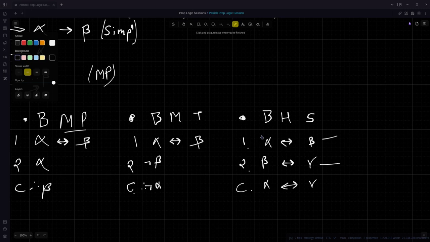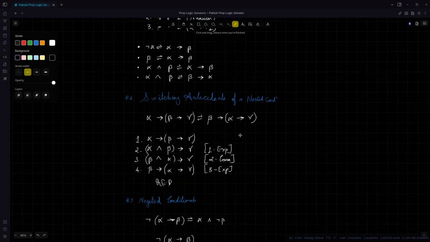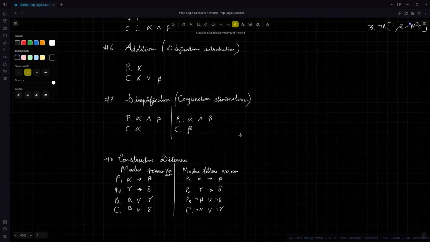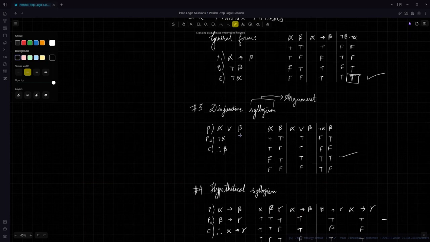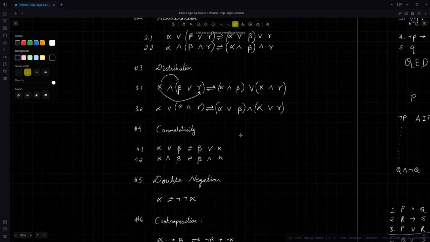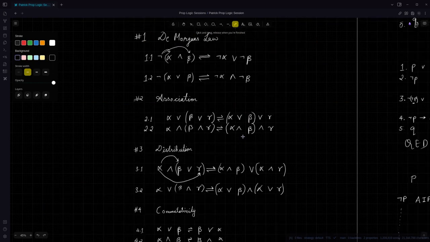I don't remember, whatever that is. I think it was 12 rules of inference, right? And then we did some tricks last time. Let me check. We had modus ponens, modus tollens, disjunctive syllogism, hypothetical syllogism, conjunction, addition, simplification, constructive dilemma. Oh yeah, eight rules of inference, right? So eight rules of inference and 10 rules of equivalence.